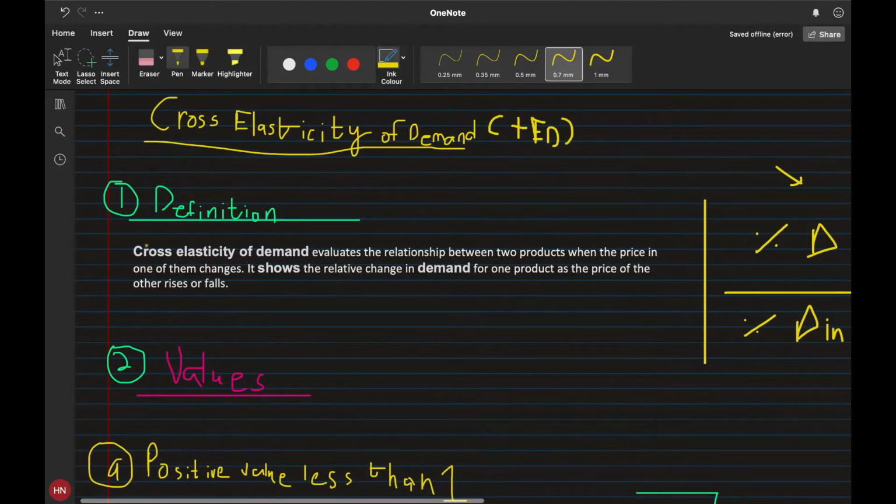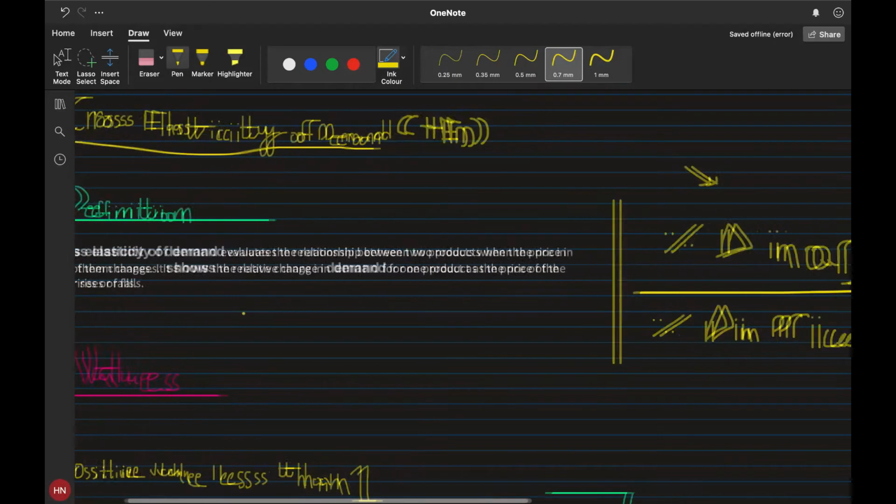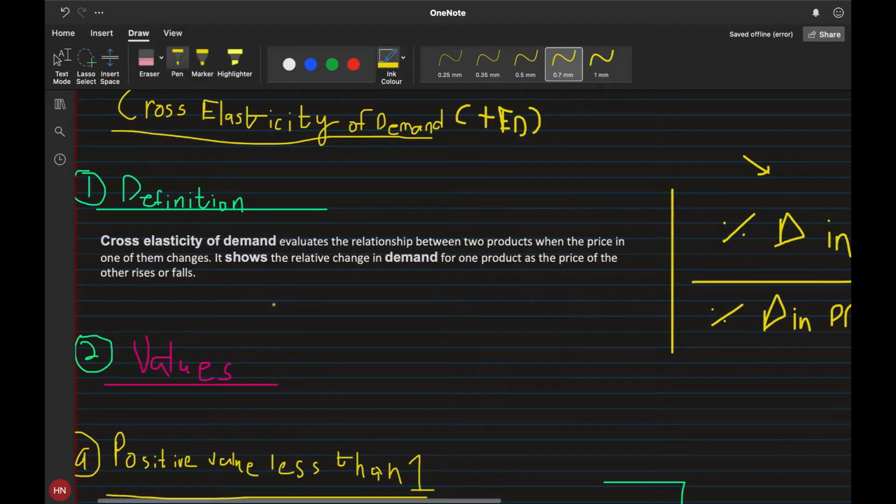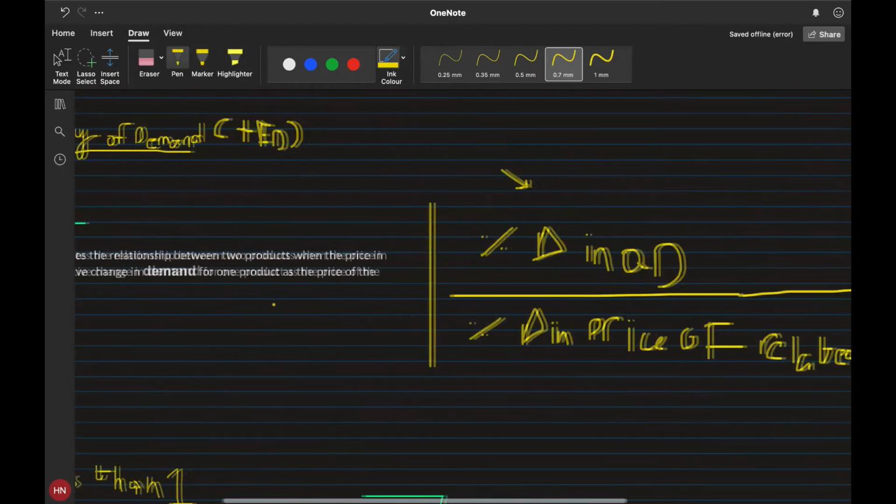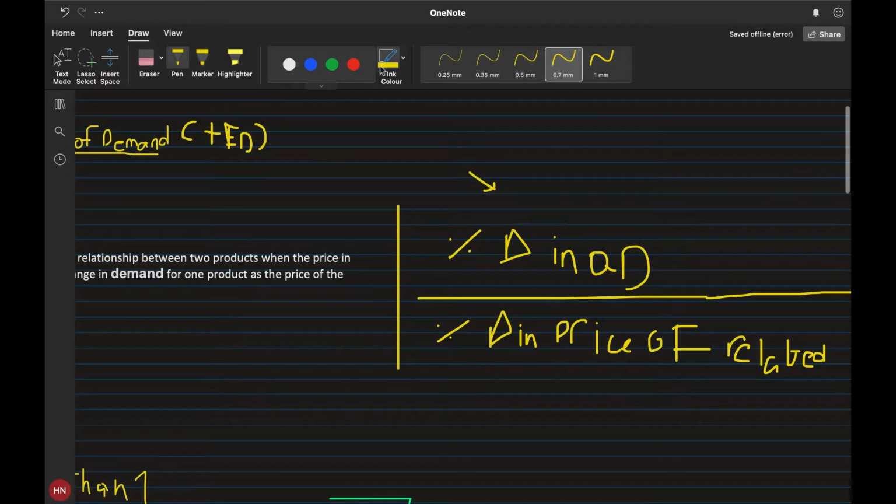So cross elasticity of demand evaluates the relationship between two products when the price in one of them changes. It shows the relative change in demand for one product as the price of the other rises or falls. This might not make sense, but let's have a look at the formula. I think it will make much more sense later on. So this is the formula.